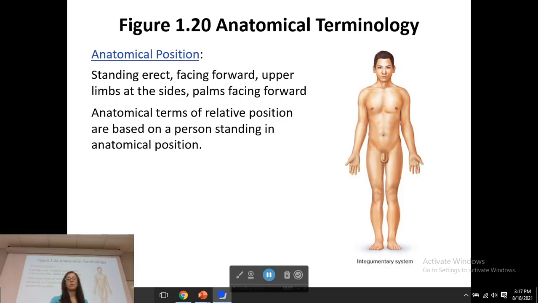And then remember, when you're reading a description of a location, it's always going to be in anatomical position. Okay? All right.